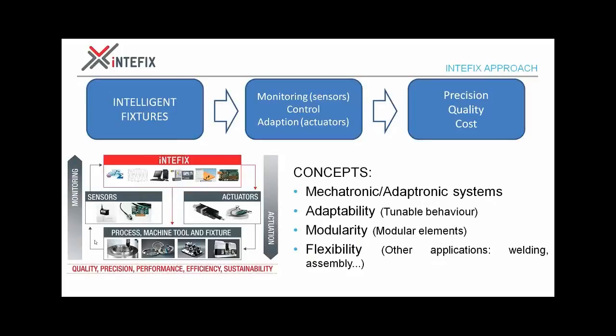So basically, we use the sensors to monitor the process through different control algorithms and software and hardware. We make the target behavior, and through the actuators, we change the configuration or the behavior of the fixture to be able to increase the quality, precision, performance, efficiency, or sustainability of the process.